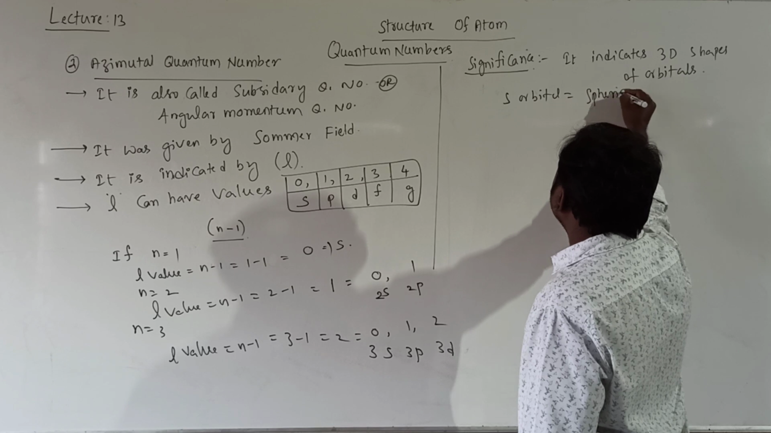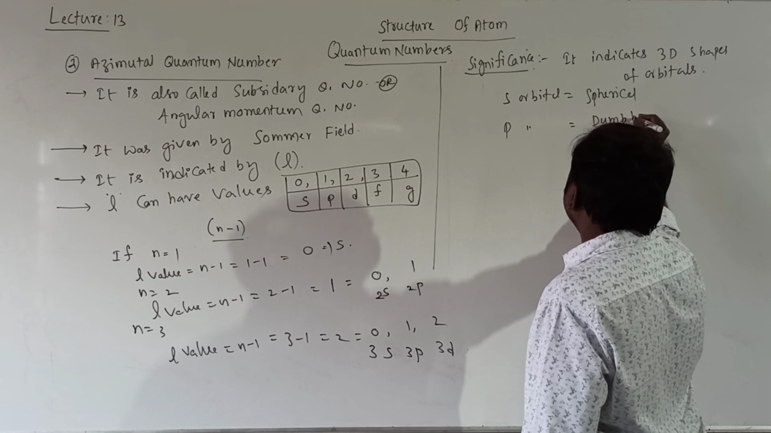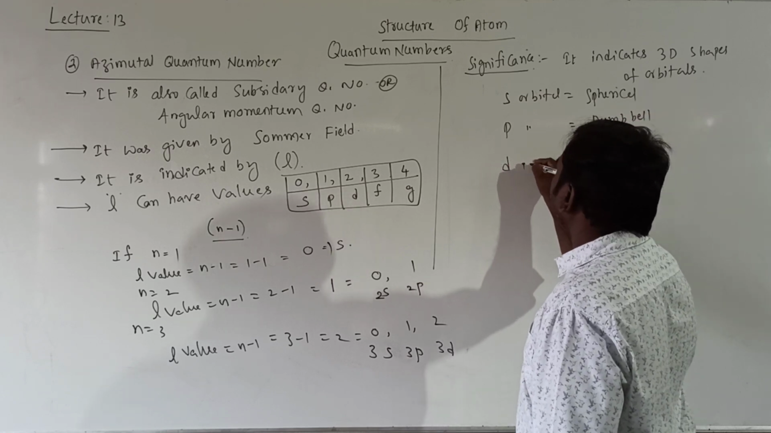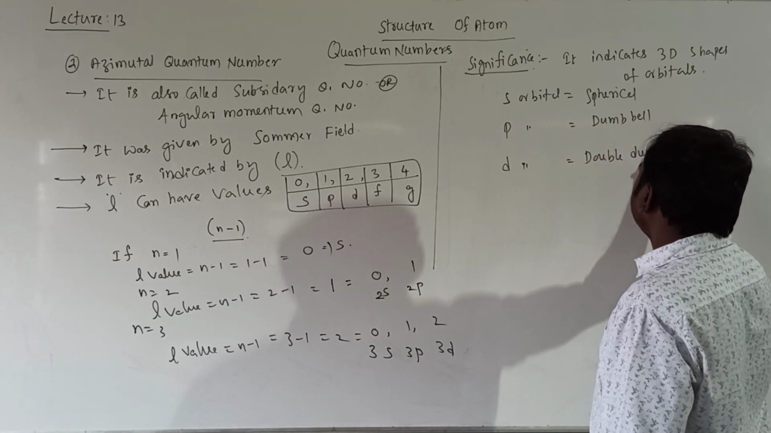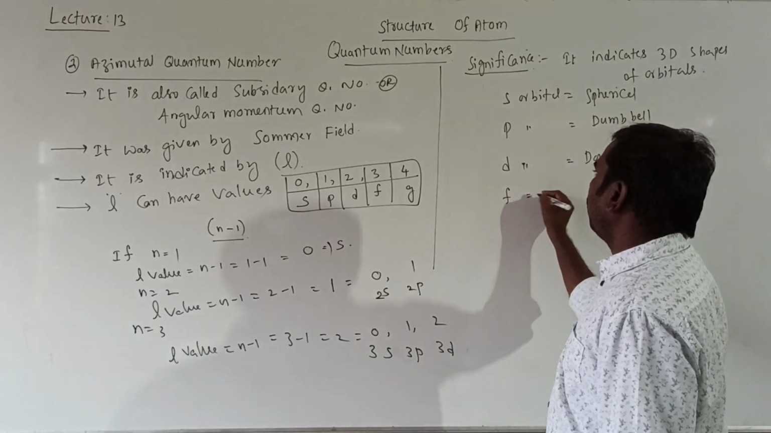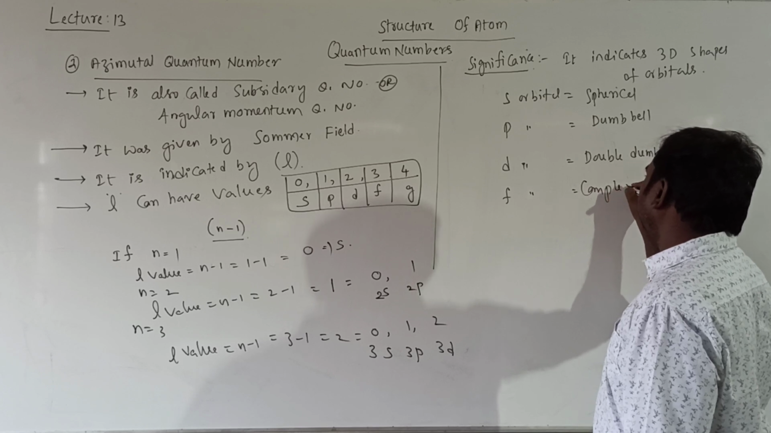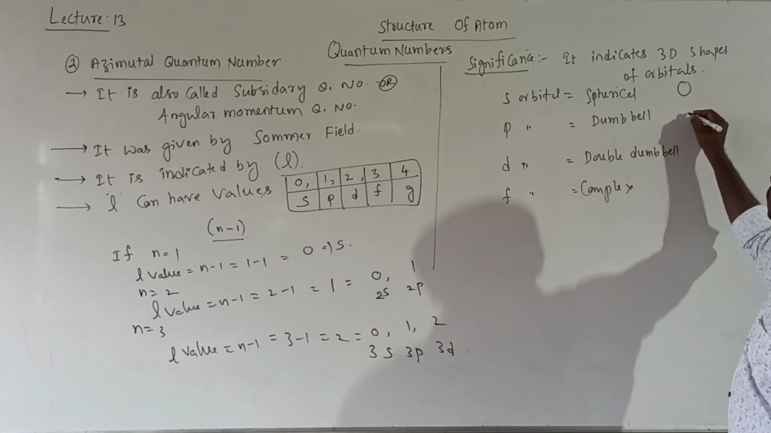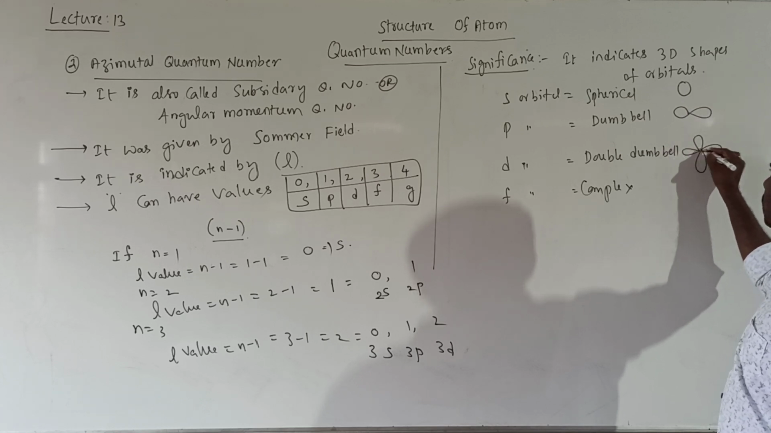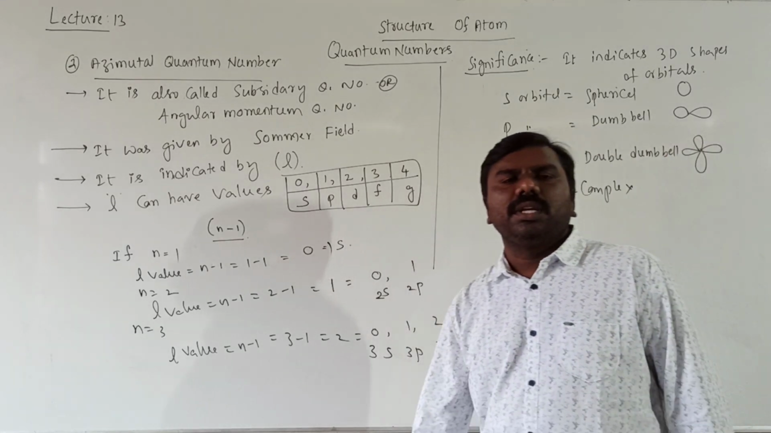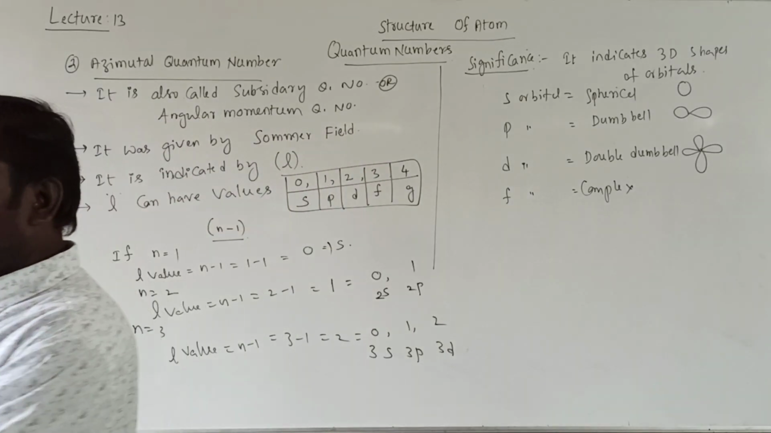The s orbital has a spherical shape. The p orbital has a dumbbell shape. The d orbital has a double dumbbell shape. The f orbital has a complex shape. Spherical, dumbbell, double dumbbell, complex. These are the shapes. Okay. s, p, d, f, 0, 1, 2, 3. Like that we need to remember.